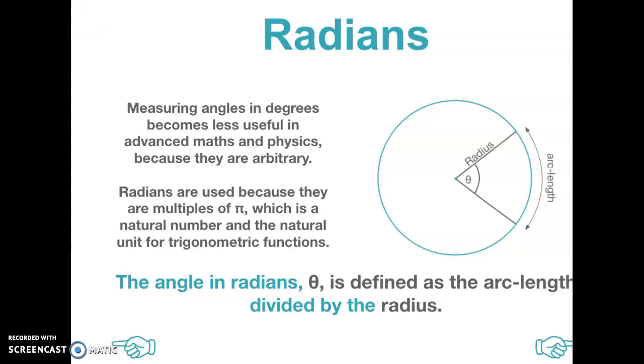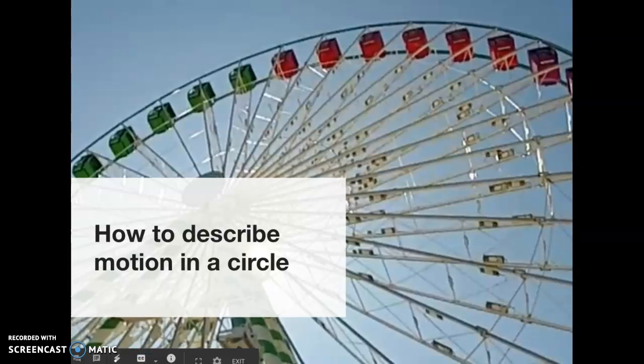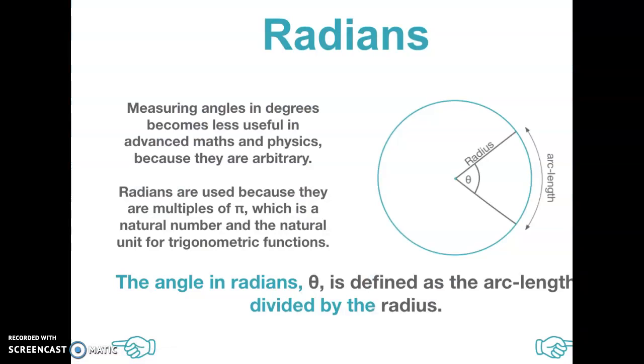So let's describe motion in a circle. How do we describe it? Well, first we're going to start with the definition of a radian. We're going to look at how to measure and quantify a circle using radians. By definition, a radian is a section of a circle. It's a piece of a circle. And how do we define how much of a circle it is? Using the radius.